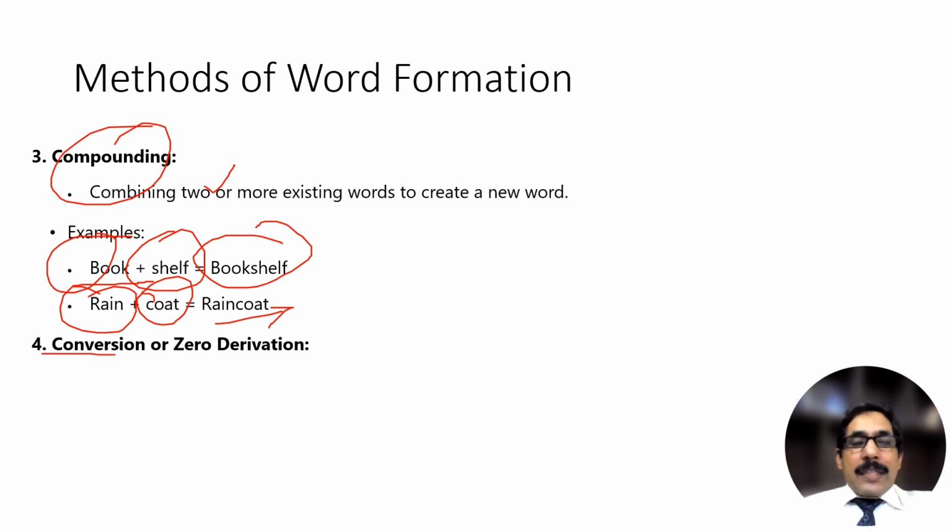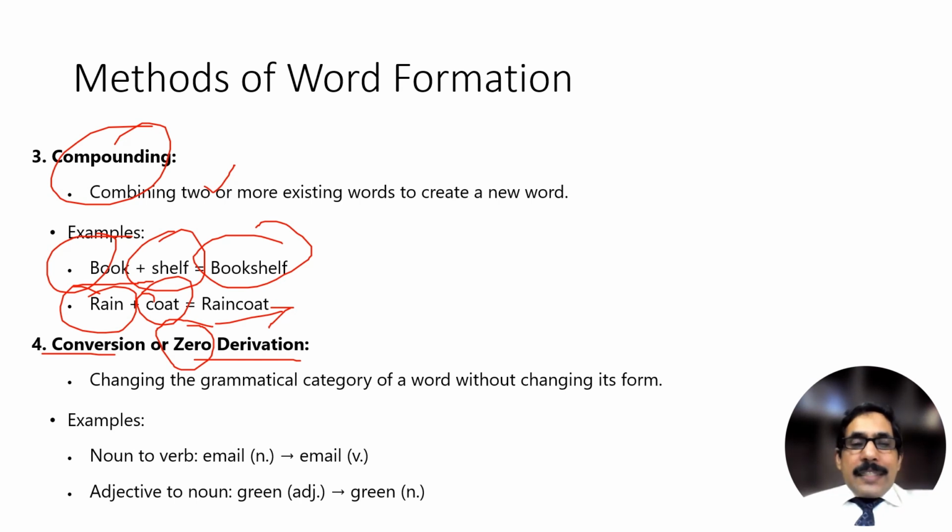Next one is conversion or zero derivation. So no derivation is added. Nothing is added. It means changing the grammatical category of a word without changing its form. In the previous method, we used un with happy. Here we don't change its form. There's no change in spellings, but the category is changed. For example, email. Email is a noun, and email is also a verb. When we make a verb from a noun, there's no change.